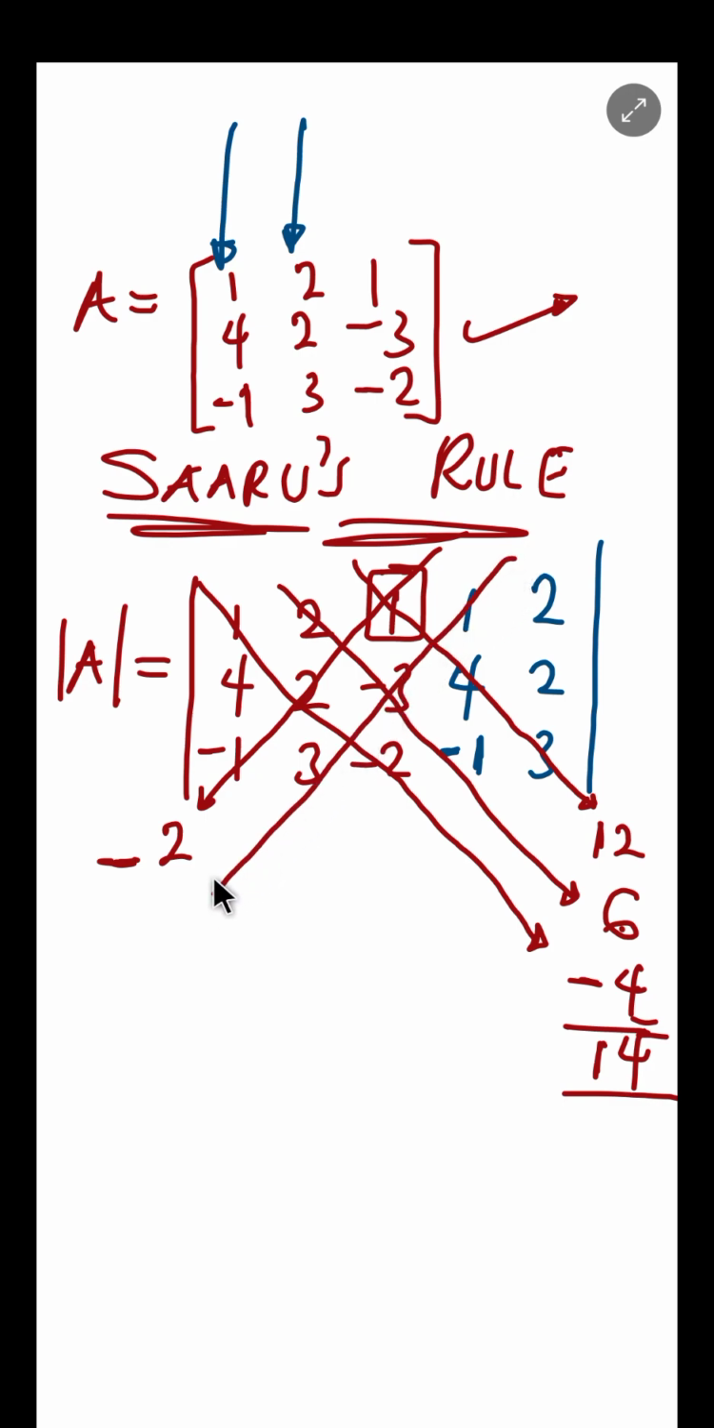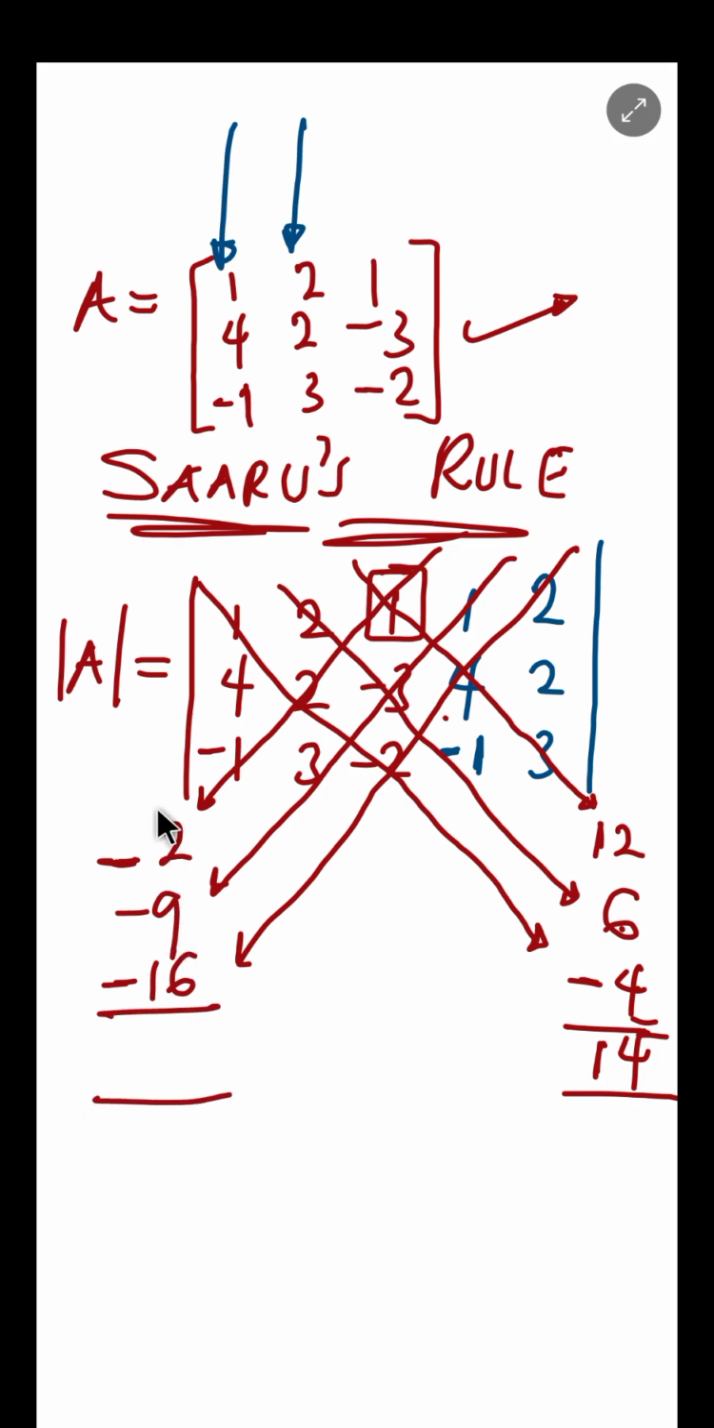Next one is this: 3 times minus 3, that's minus 9. And then the last one is 2 times 4 times 2, that's 16, so the product with the minus is minus 16. You have to add all these together, and you should know that the signs are negative. Minus 2 minus 9, that's minus 11. And minus 11 minus 16 should be minus 27. So I have minus 27 here.